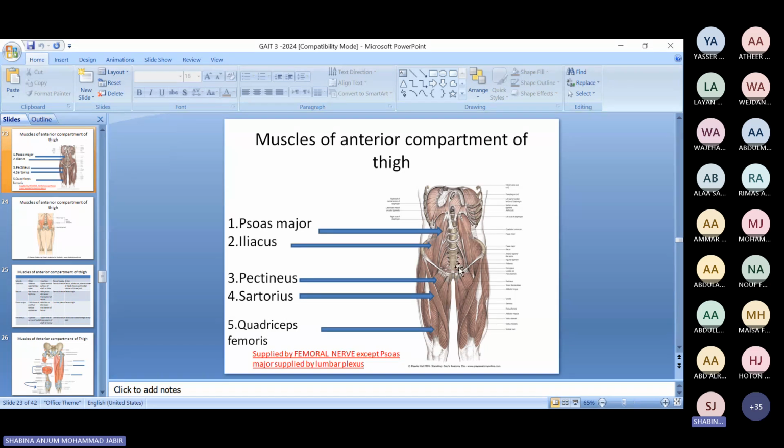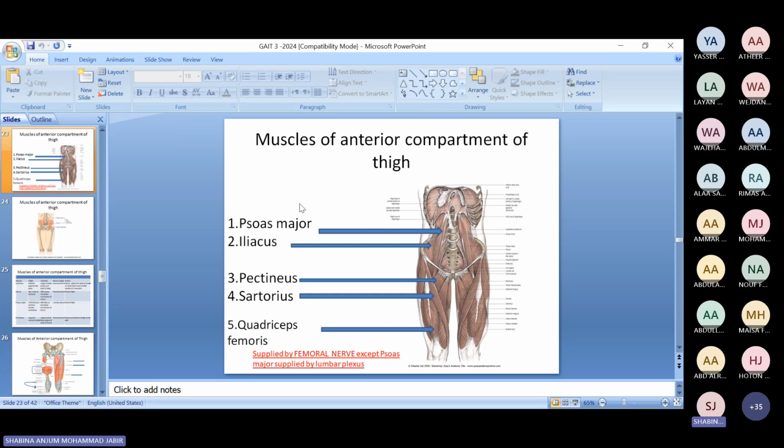So this is the anterior compartment. What are the muscles you can see here? We have a muscle called psoas major. The psoas major is coming from the trunk. If you remember in the abdomen, you studied that these muscles come from the lumbar vertebrae here. Then we have the iliacus muscle. What do you know about the iliacus muscle? That it comes from the iliac fossa. Then we have the pectineus muscle. Then there is a big muscle called sartorius. Finally, we have the quadriceps femoris.